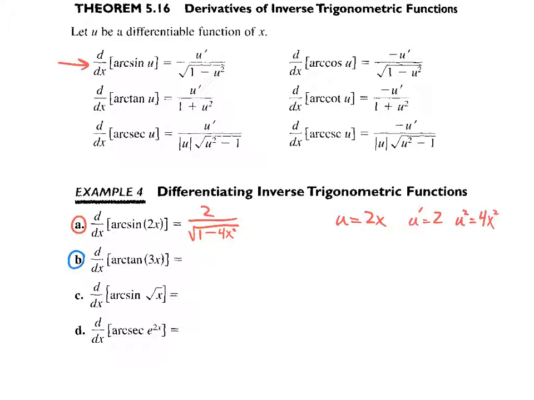For arctangent of 3x, of course, we're going to use this formula here. So again, u equals 3x. What's u prime? 3. And u squared is? 9x squared. Okay, so we plug it into our formula. It's u prime over 1 plus the u squared, which is 9x squared. Okay?